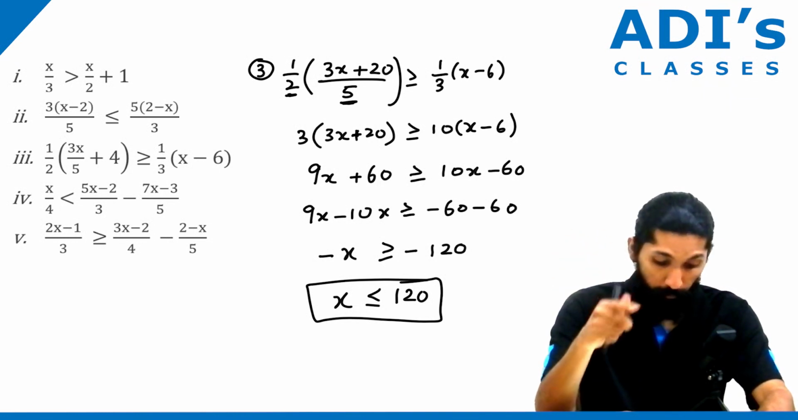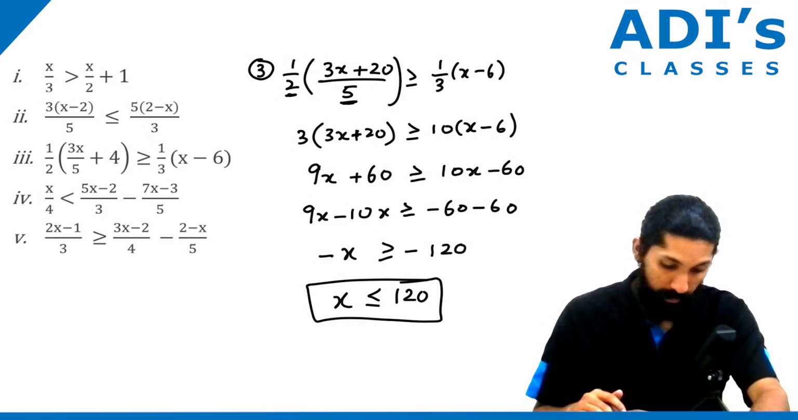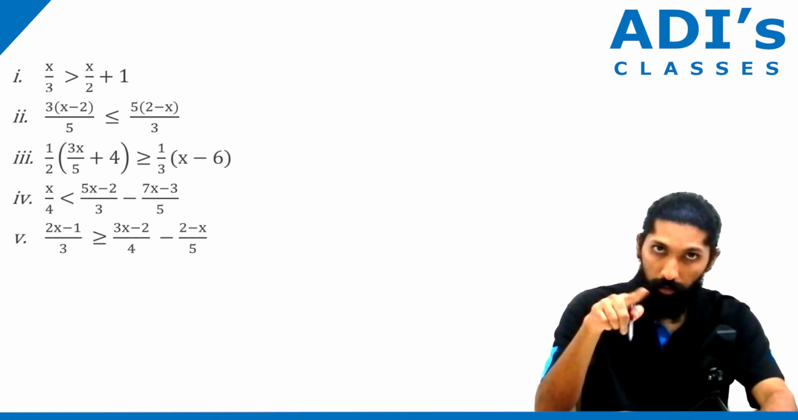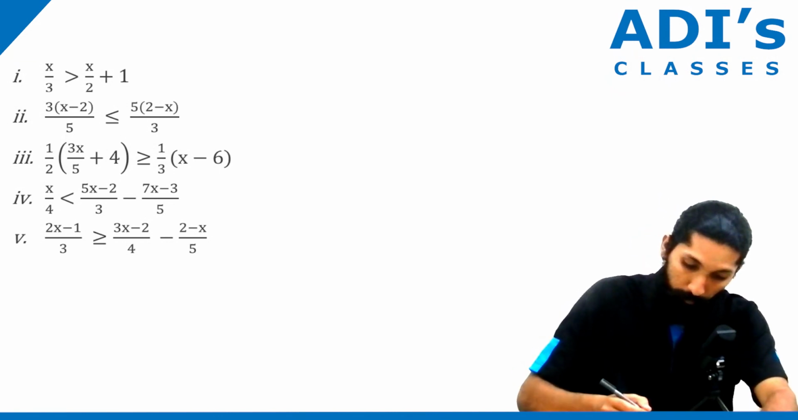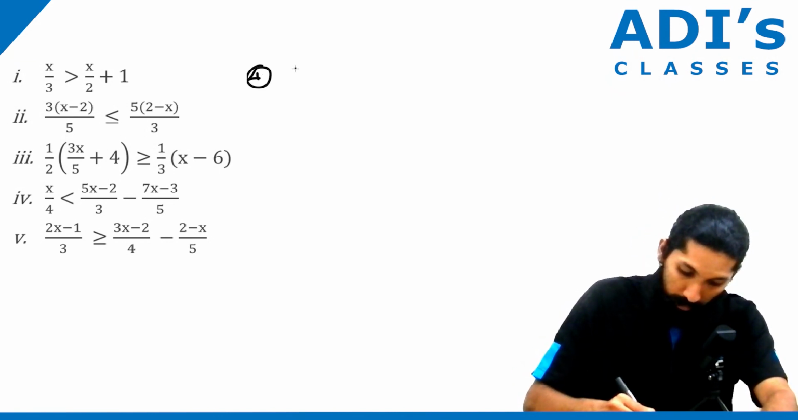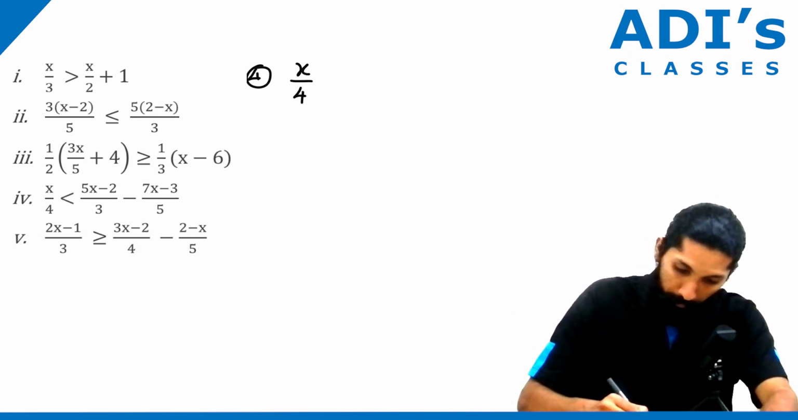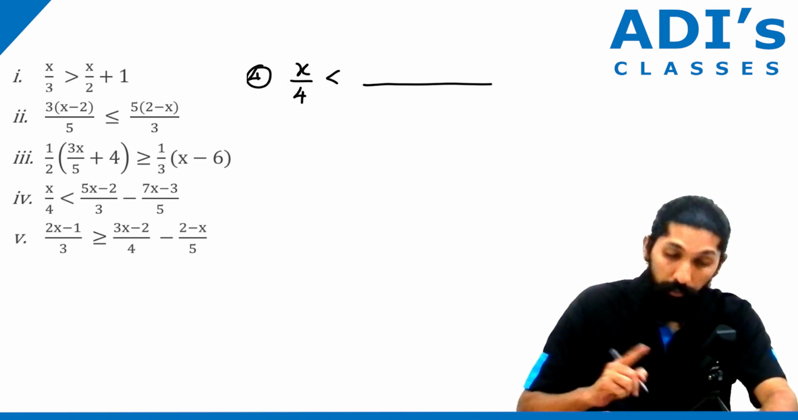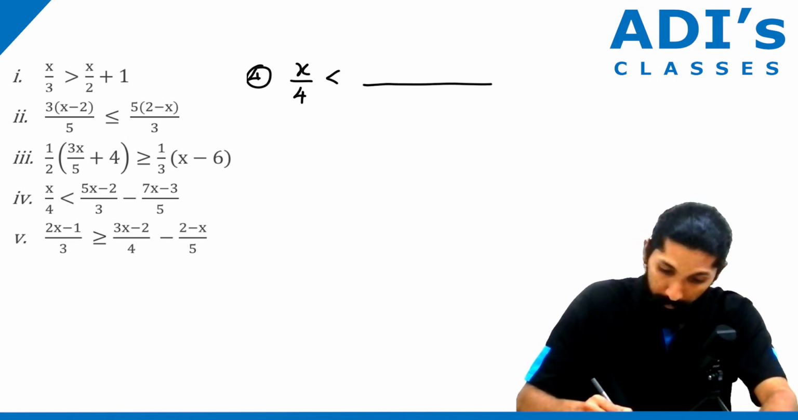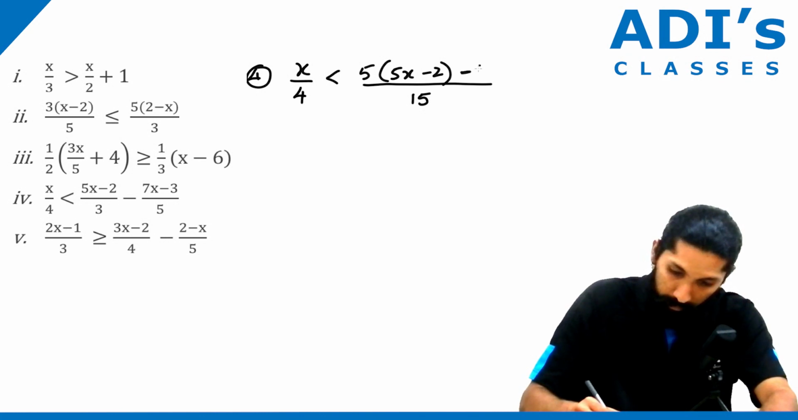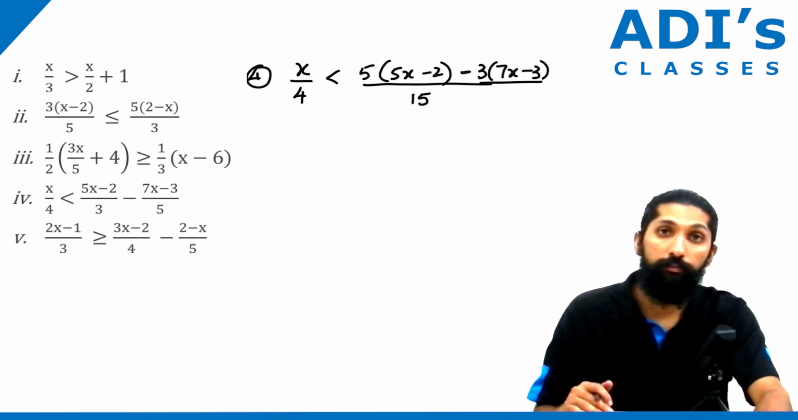Alright. Now, let's do the fourth one. Look at the fourth one. Again, on the right hand side you have to take the LCM because you have 3 and 5, correct? On the left hand side, it's very easy: x by 4, you don't have to worry about it. Less than, what is the LCM between 3 and 5? 15. So 5 times (5x minus 2) minus 3 times (7x minus 3). This is what you have.